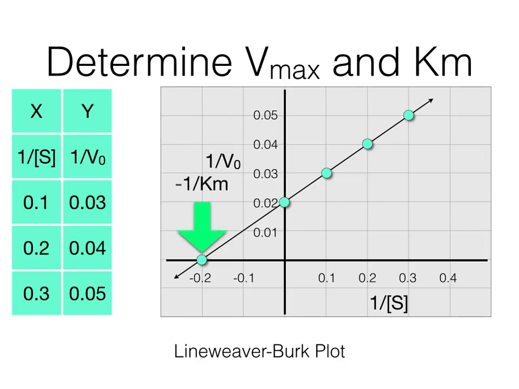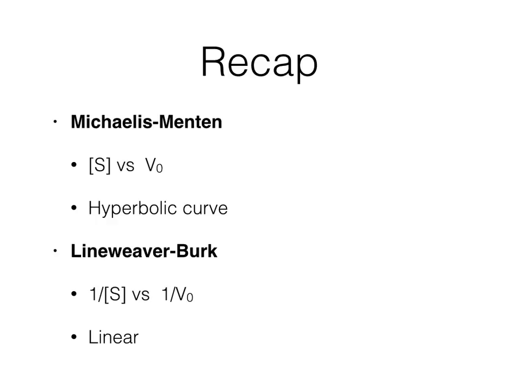So to recap, in Michaelis-Menten, we take a look at the relationship between substrate concentration versus reaction velocity V0 in an enzyme catalyzed reaction. The relationship is hyperbolic, whereas its derivative, the Lineweaver-Burk, is the reciprocal relationship between substrate concentration versus reaction velocity, or 1 over S versus 1 over V0. And this relationship is linear.